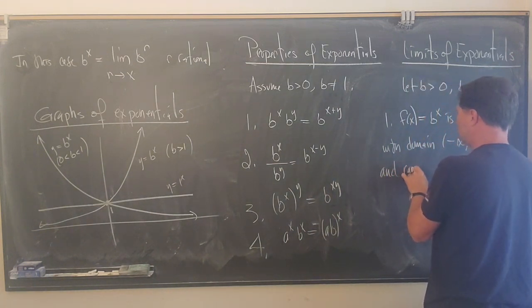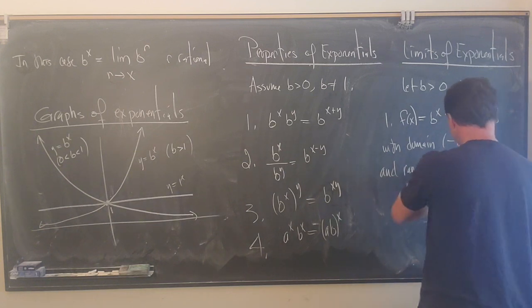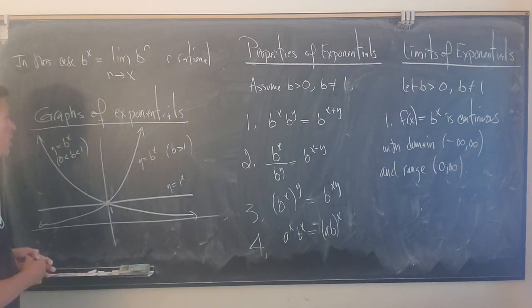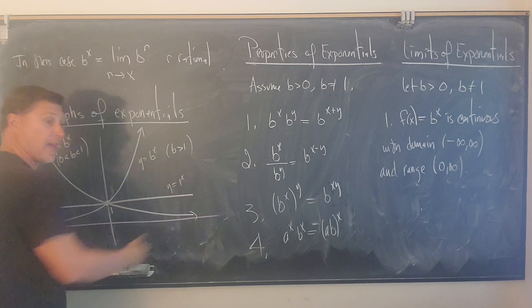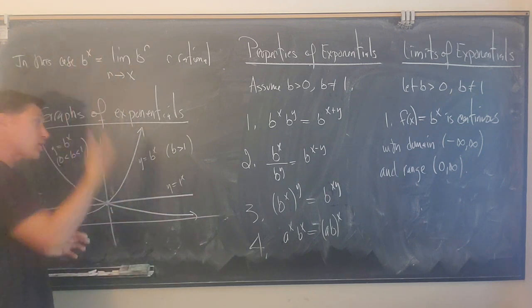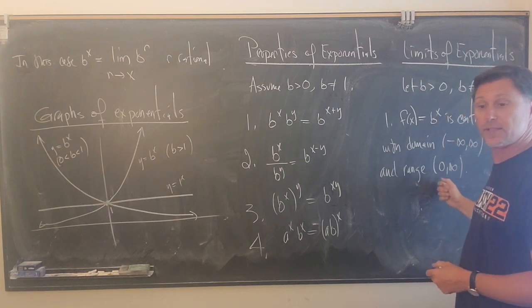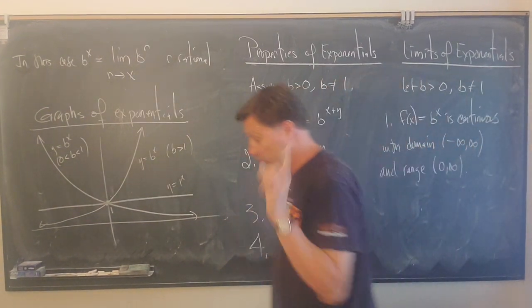The range is 0 to infinity. And you can see this from the graph here. I'm about to erase this, but let's take a look, right? So you're allowed to plug in all real numbers. It covers the x-axis, but the output is always greater than 0, right? So the range is 0 to infinity. That means the output is always a number that's strictly greater than 0.